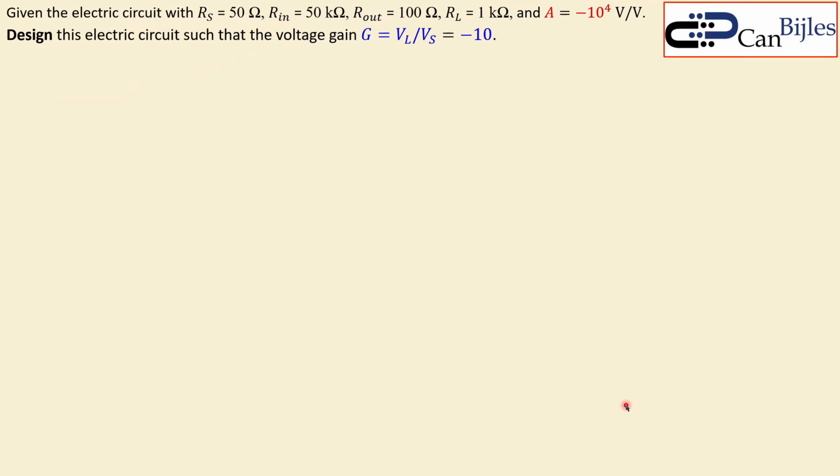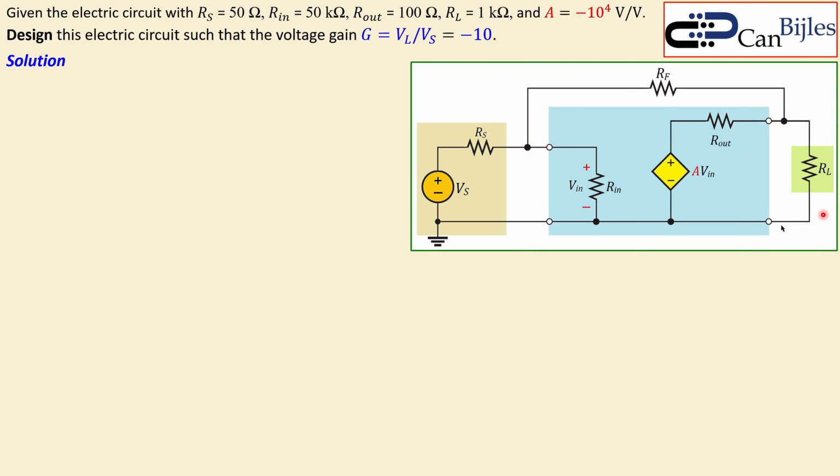Okay, let's now look at our specific example. The circuit we will discuss is this circuit. So we will now look at the solutions. What we have first is RS, the source resistance of this sensor. We have an Rin of 50 kilo ohms of this operational amplifier or any other amplifier. The R out is 100, and there is a load of 1 kilo ohms. There is also a feedback resistor required here, which is not known yet. But there's also an internal gain, this A, of minus 10,000, as a voltage gain in volts over volts.